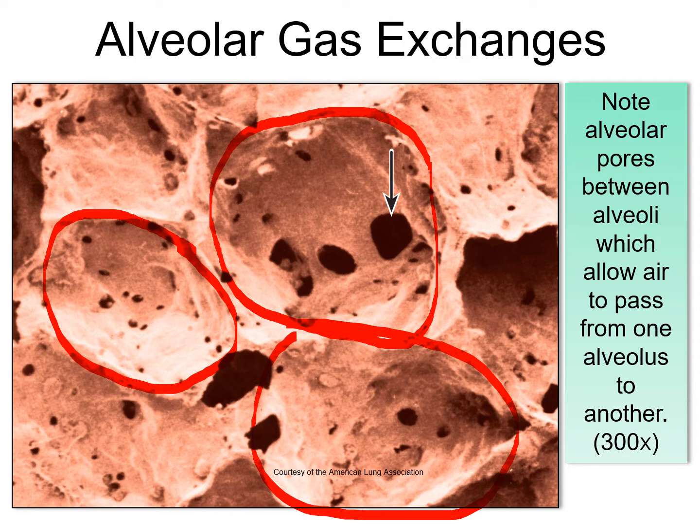And what this points out is the fact that there are actually pores between the alveoli. So there's gas, oxygen and CO2, that can move from one alveolus into another. There's a continuation pathway of airflow within the lungs across the alveolar walls from one alveolus to another. Well, that's kind of interesting.